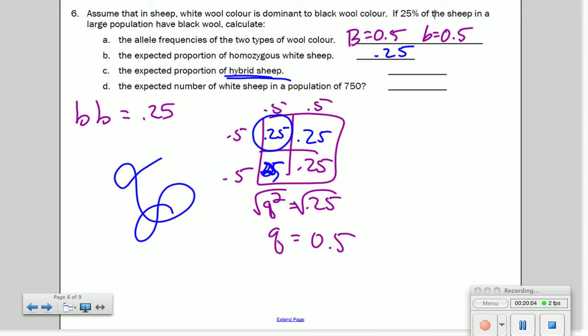Hybrid is 2pq, so 0.25 times 0.25 times 2 is 0.50. And then finally, the expected number of white sheep in a population of 750. Now, keep in mind, white means you can be big B big B, or big B little b. So we have to add these all up right here.